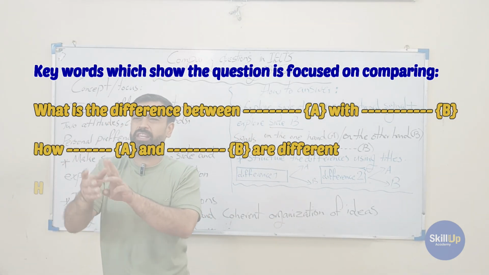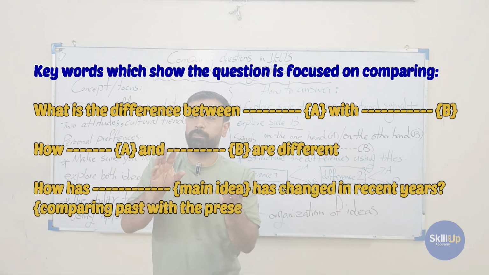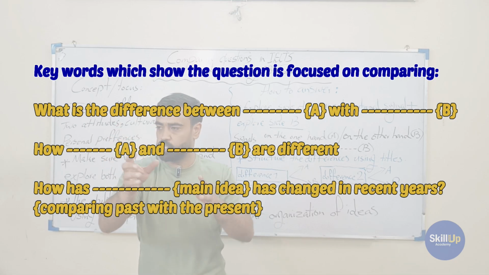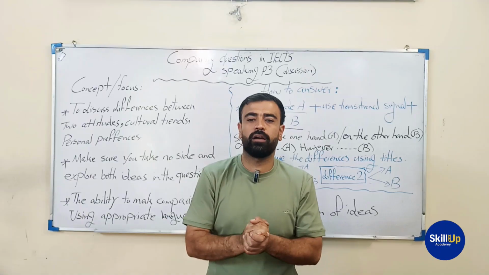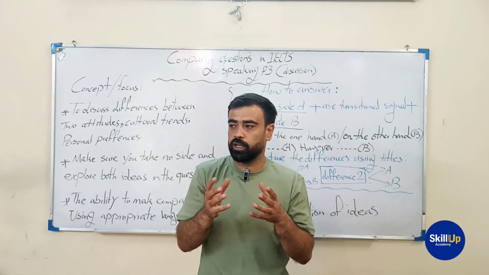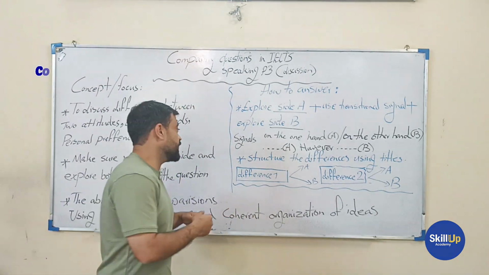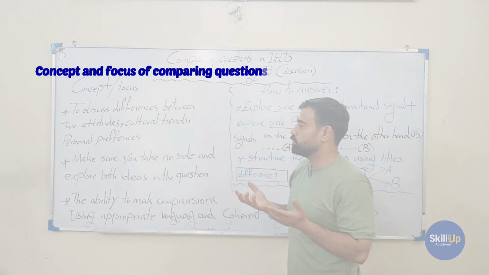And there are some other things such as, for example, how young and old people reacted differently. Here again, the keyword differently signals that you are supposed to make a comparison. These are the sample starters, which can be very helpful if you listen to them carefully. They show you what the question type is. The next thing we are supposed to talk about is the concept and the focus.